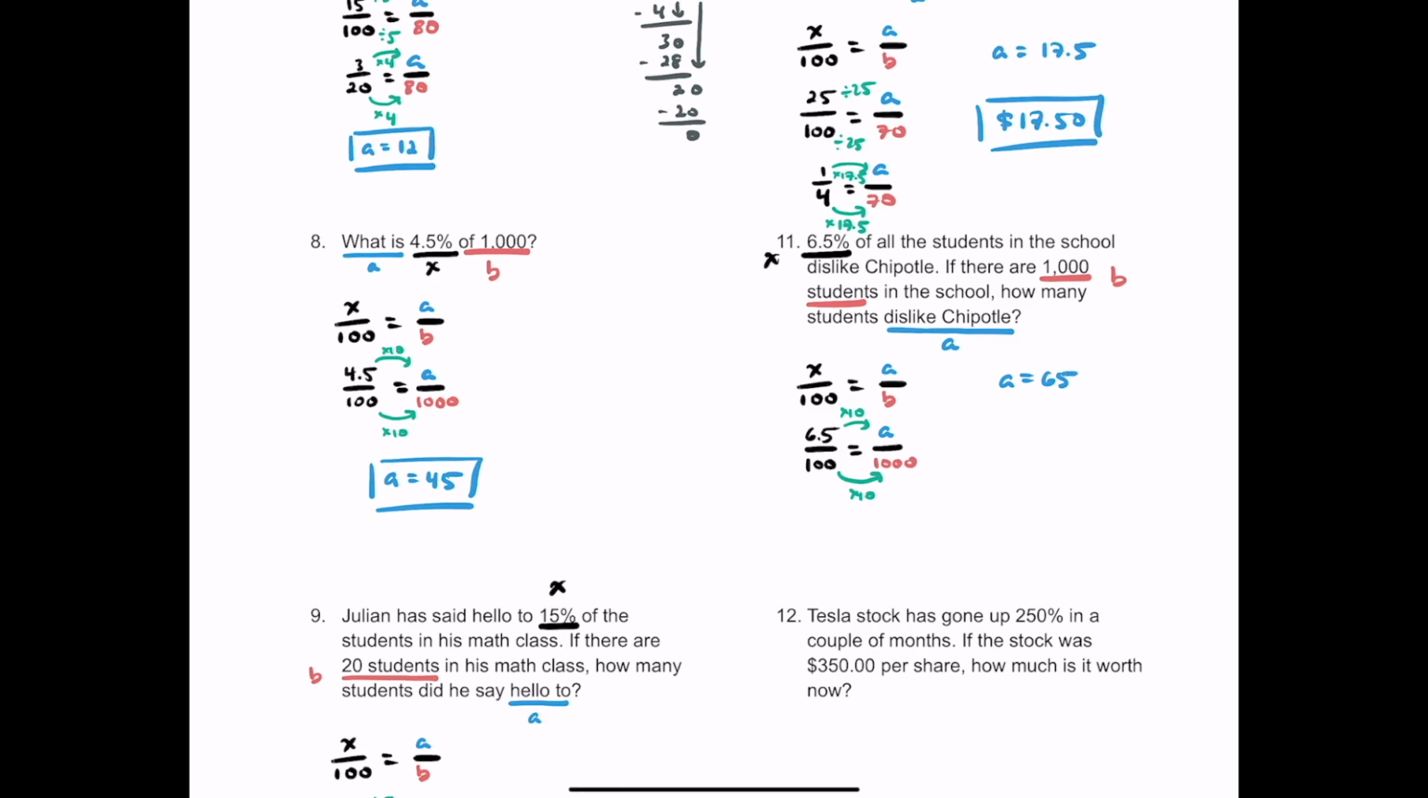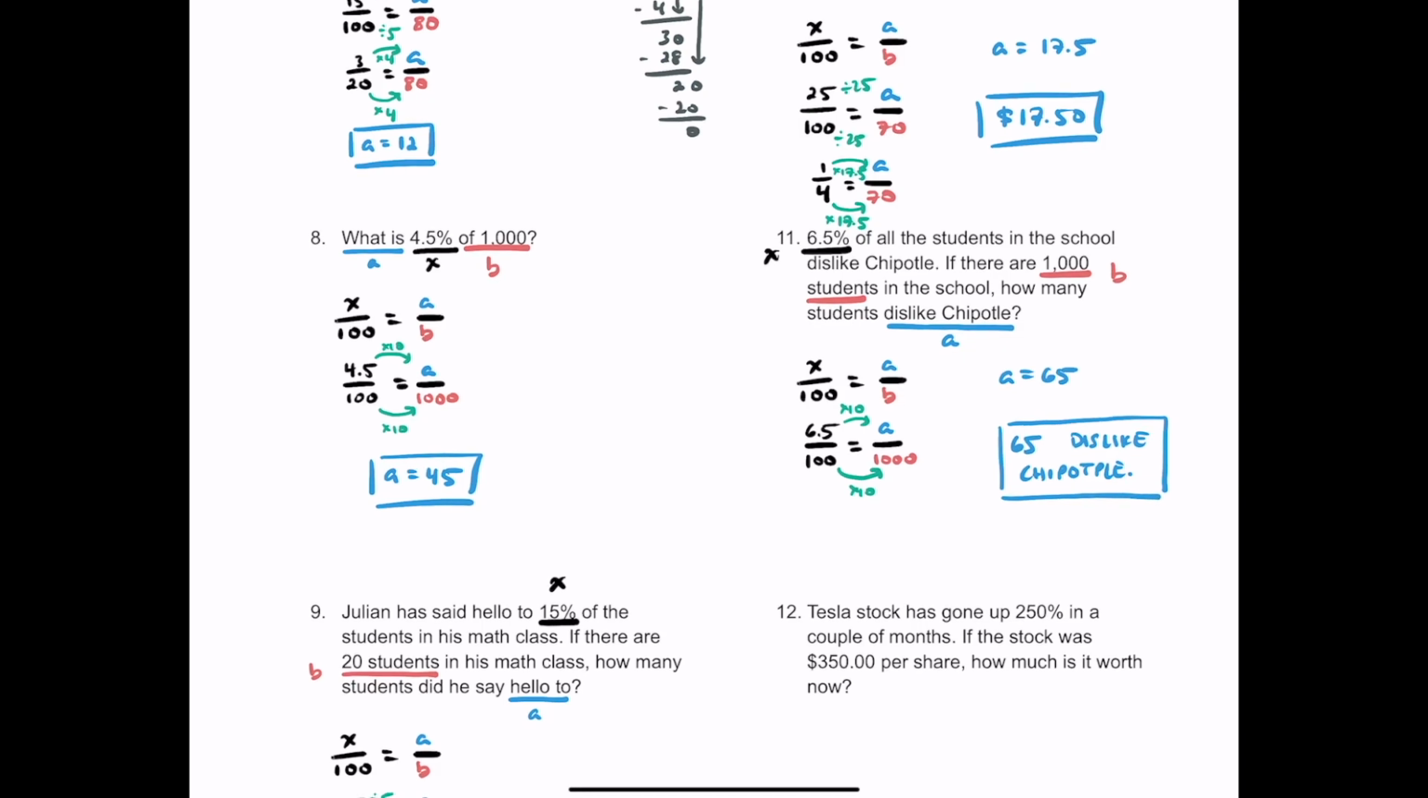So it says how many students dislike Chipotle out of the 1,000? Well, out of the 1,000, we can say 65 dislike Chipotle. Very strange preferences, right? Everyone loves Chipotle. I don't know, some people like other stuff, but I love it. It looks like a vast majority maybe do love it, but I guess we don't know, but 65 people dislike it.